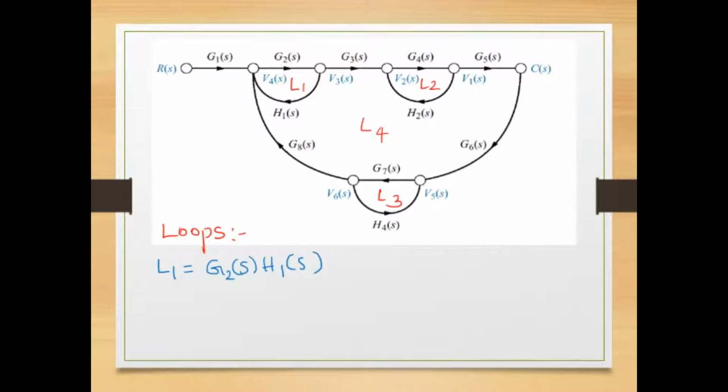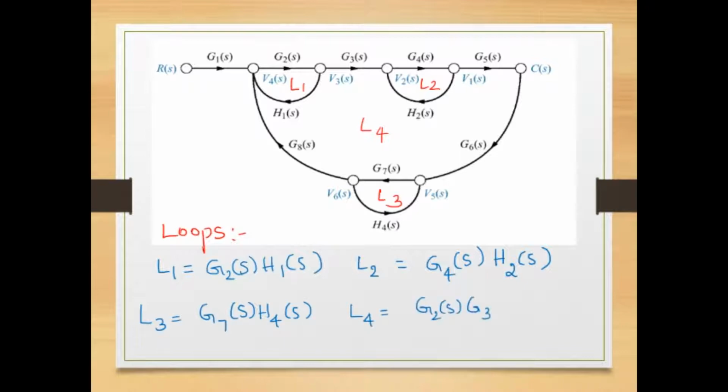So we write L2 is equal to G4 of S into H2 of S. L3 is G7 of S into H4 of S, and L4 is G2 of S, G3 of S, G4 of S into G5 of S into G6 of S into G7 of S into G8 of S. These are the four loop gains. From this, next we need to identify the non-touching loops.